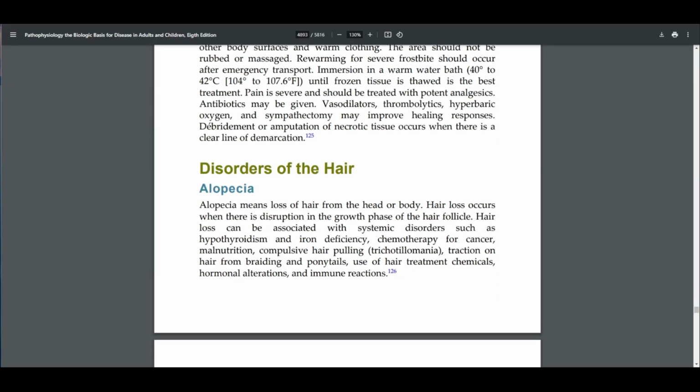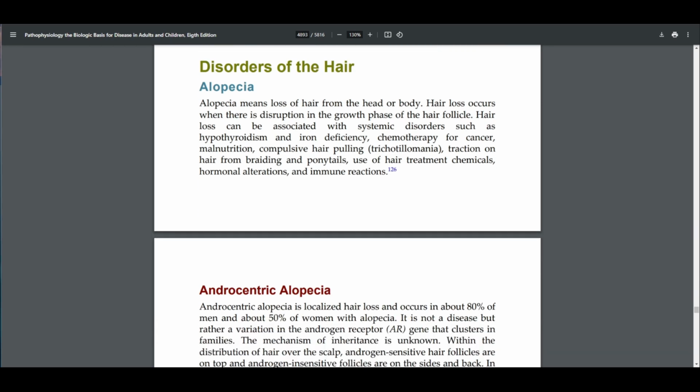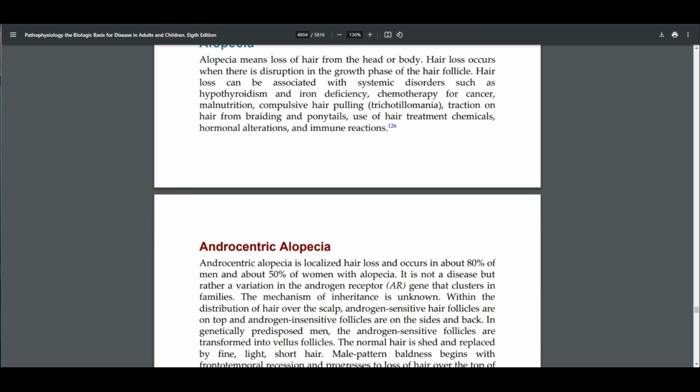Leading us to disorders of the hair. Alopecia. Alopecia means loss of hair from the head or body. Hair loss occurs when there is a disruption in the growth phase of the hair follicle. Hair loss can be associated with systemic disorders such as hypothyroidism and iron deficiency, chemotherapy for cancers, malnutrition, compulsive hair pulling, traction on hair from braiding and ponytails, use of hair treatment chemicals, hormonal alterations, and immune reactions.